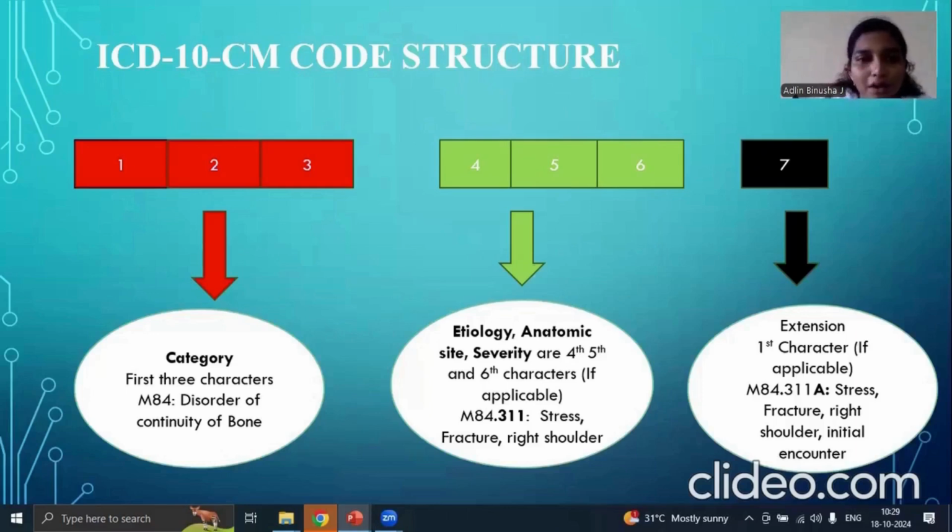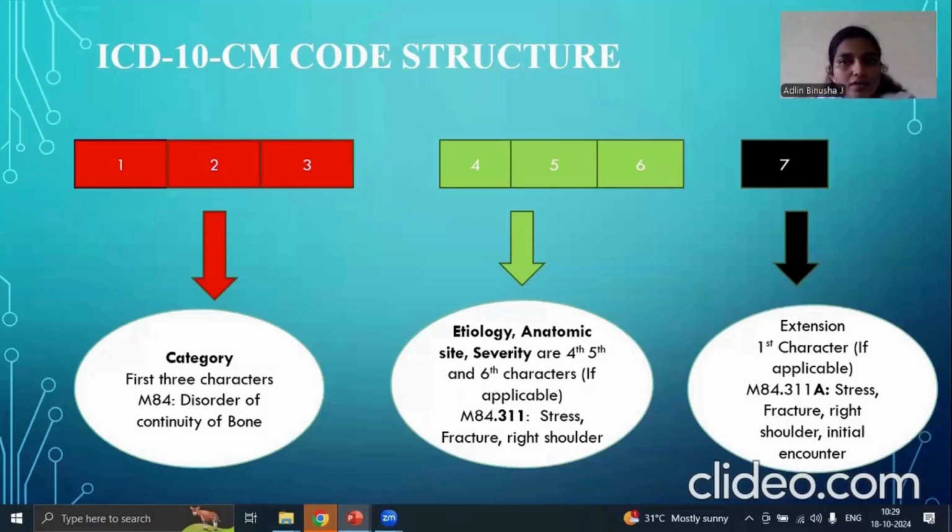What is the main issue? It's a fracture. Now we want to check in the tabular list. First we check in alphabetical order and take fracture. Under fracture, it is a disorder of continuity of bone. We can take the code M84. The first 3 characters we have taken, so the category is fixed now.